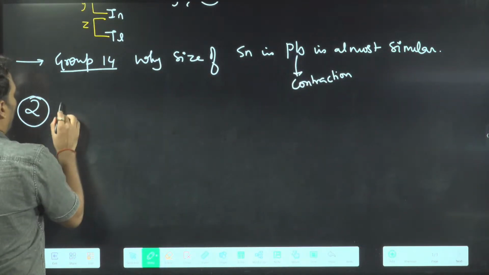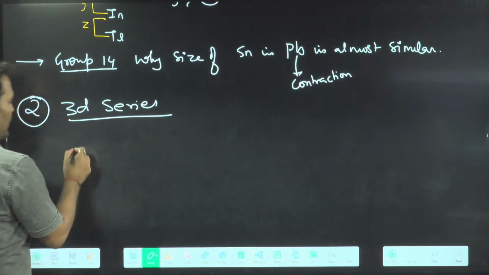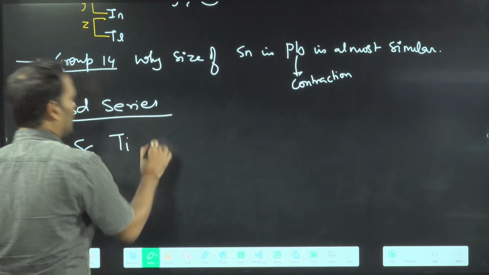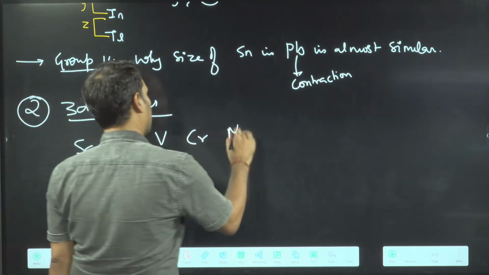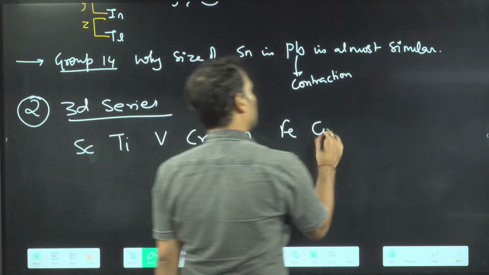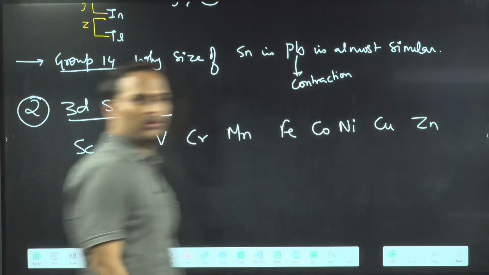So second point, we are talking about 3D series. Do you know this point? Which are the elements in the 3D series? Scandium, titanium, vanadium, chromium, manganese, iron, cobalt, nickel, copper, zinc.